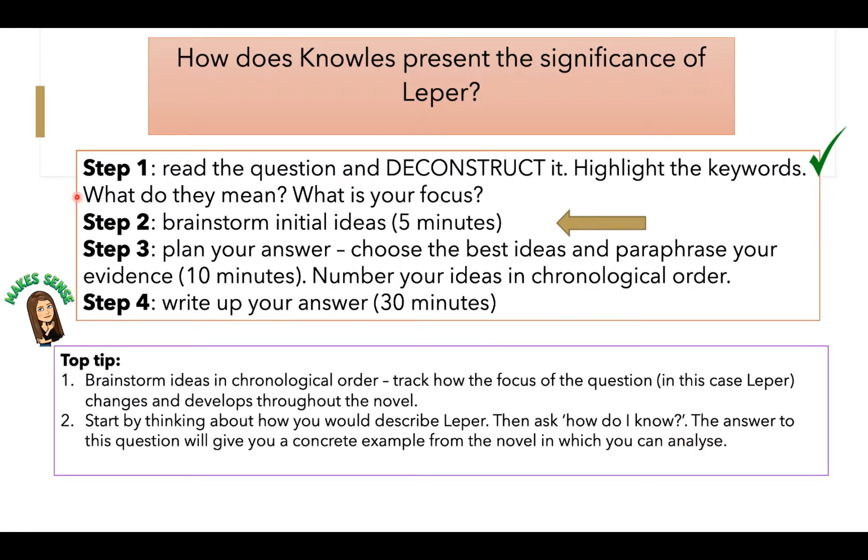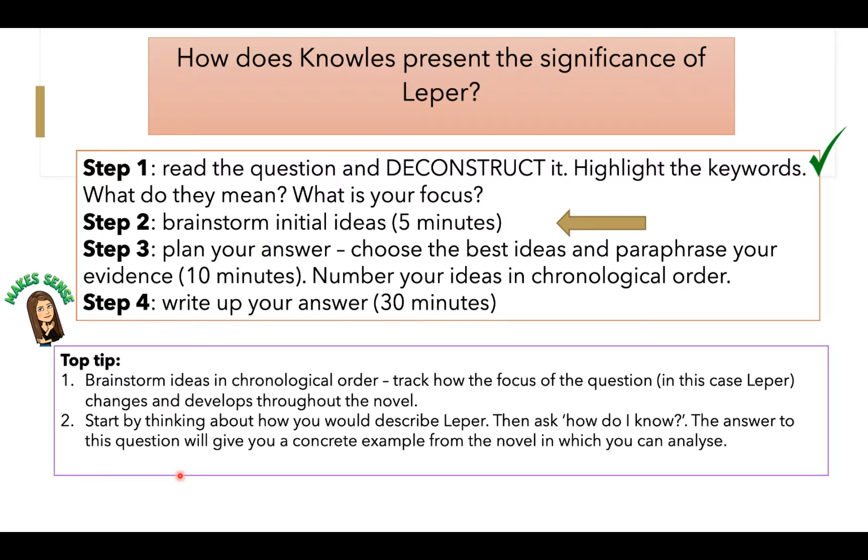Okay, so we've done step 1. Now we're going to look at how you would do step 2. So I'm just going to move through how I would approach this question, how I would approach brainstorming, and then creating my final plan. So my tips to you here are, try and brainstorm ideas in chronological order.